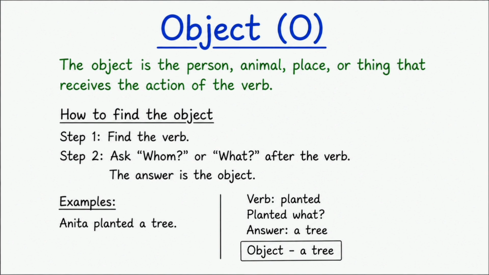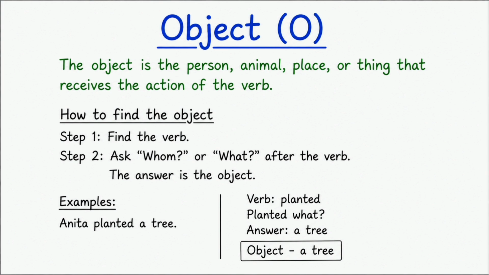Now let's see what an object is. The object is the person, animal, place, or thing that receives the action of the verb. How can we find the object? First, find the verb and ask whom or what after the verb. The answer is the object.